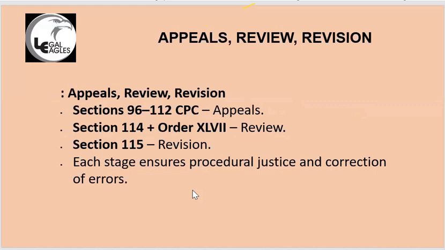Then, at the same time, appeals, review, revision. So appeals, reviews and revision are in sections 96 to 115. Somebody asked about 115 just now, right? 115 is an important question. So this is the flow.